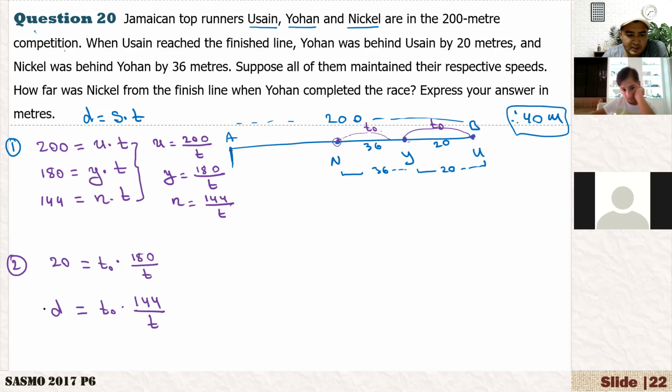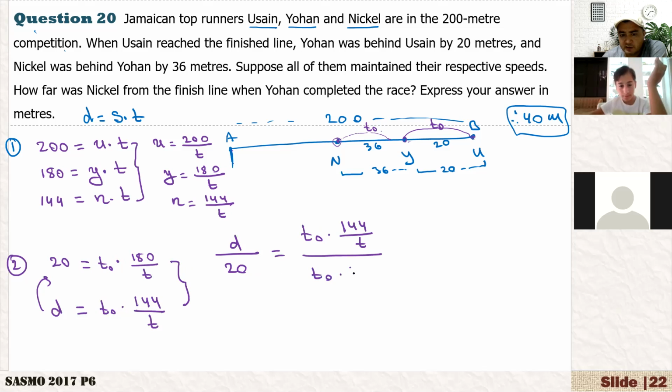So now let me just divide side by side. If you divide side by side from here, d over 20 is equal to, what is d? D equals t sub 0 times 144 over t, over, what is 20? T sub 0 times 180 over t. What did you say? What is sub-zero? T0, this one. Ah, T0. Okay. Yes.